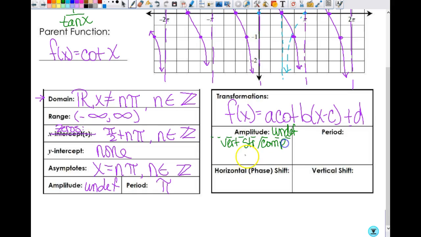Compression. So this is the absolute value of a. This is pi divided by the absolute value of b, right? Make sure you're keeping that straight again. And then this is c and this is d. Okay.